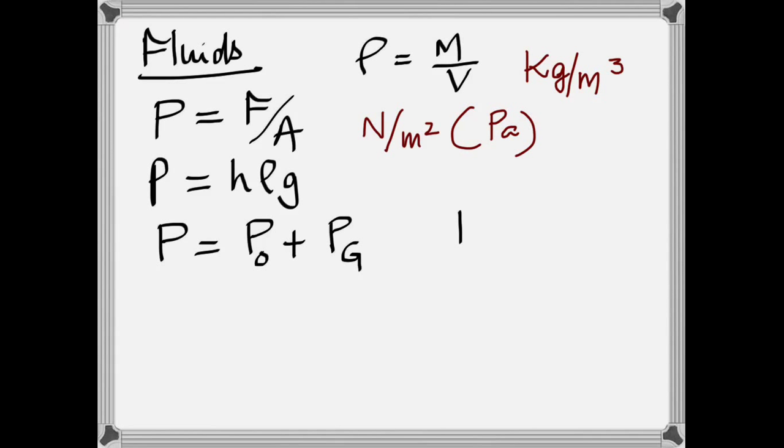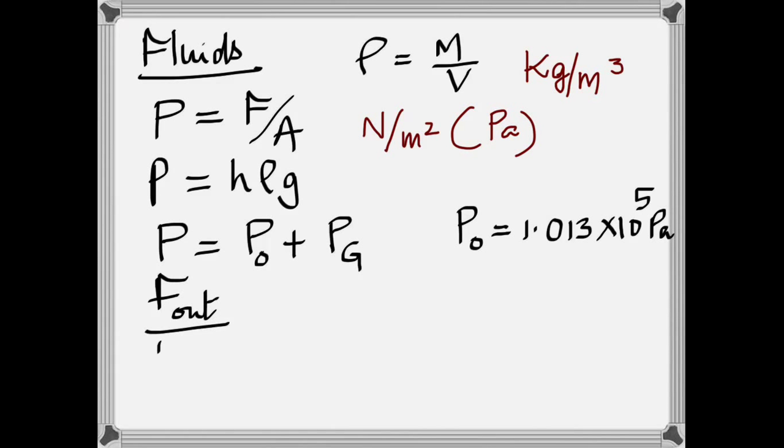Absolute pressure is the sum of the atmospheric pressure and the gauge pressure. So P is absolute pressure, P0 is atmospheric, PG is gauge pressure. Atmospheric pressure, good thing if you know it, 1.013 times 10 to the 5 pascals. If it's not given, then you can use 10 to the 5. So you have to know that. Atmospheric pressure is 10 to the 5 pascals.